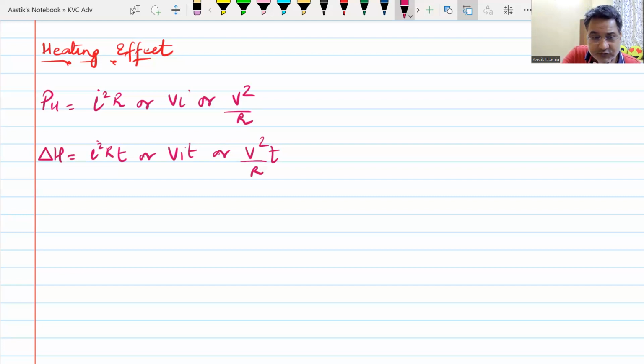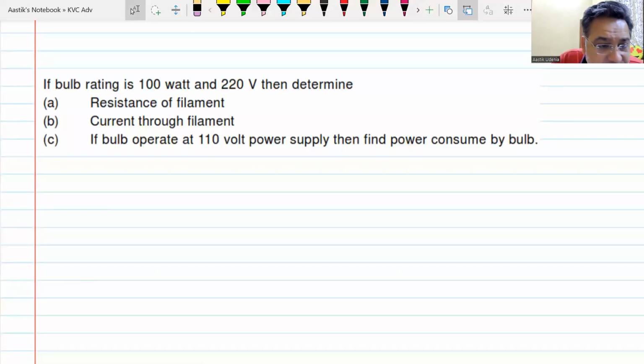Let us start with this question. We know this formula, yes or no? Yes, sir. I think we had solved one question on bulb. There's one more. These are the type of questions that are coming in the exam these days. If a bulb rating is 100 watts, so 100 watt is the power, 220 volt, determine the resistance of the filament. That is the most important thing that you have to find out first. The current through the filament. If this bulb is operated at 110 volt supply, what is the power consumed by the bulb?